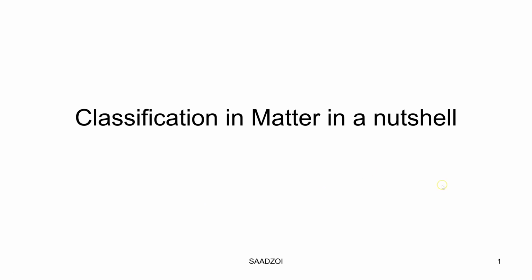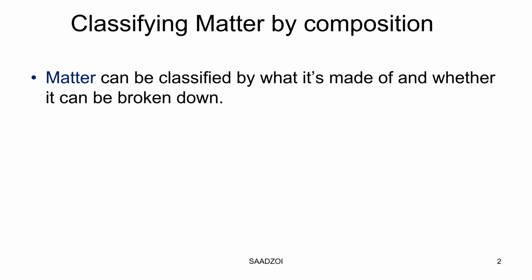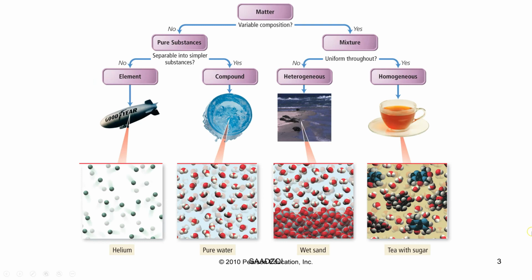Classification of matter in a nutshell. So what is matter? Anything that has mass and takes up space is considered matter, but there are different variations of matter. So we're going to go into what those differences are. It's basically classified based on whether you can break it down or not, and based on some of its properties. So let's take a look at this flow chart.